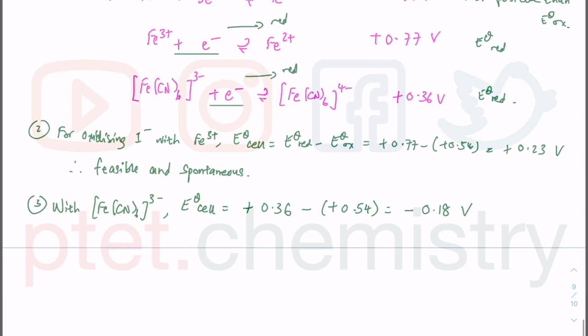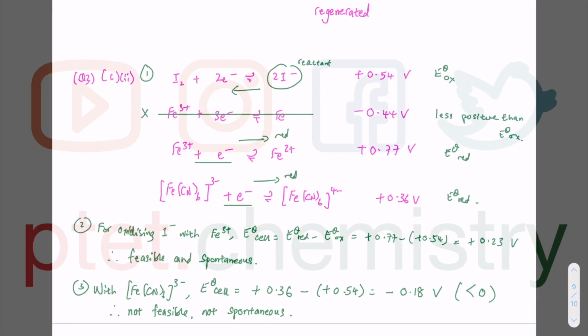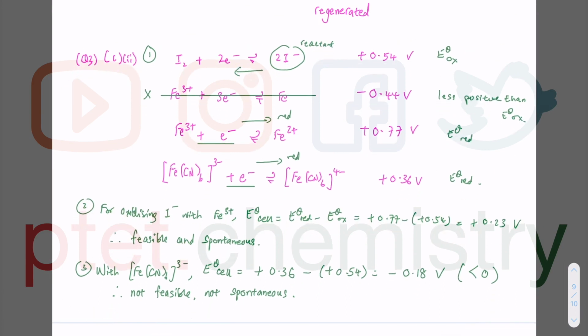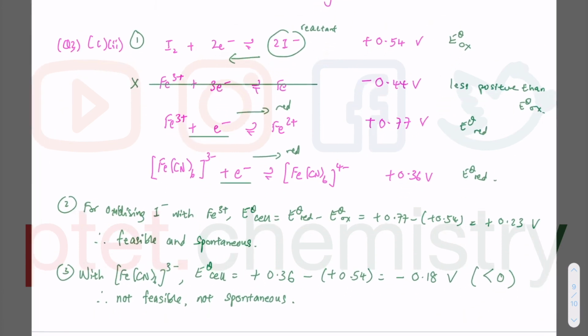So this is lesser than 0. Therefore, not feasible and not spontaneous. Not going to happen under room temperature and condition. So that's the whole idea of using E naught in order to do this kind of question. Using E naught, explaining whether it's feasible or not.